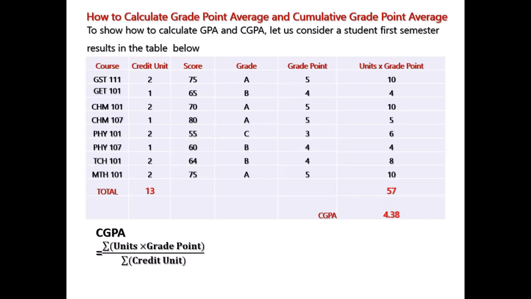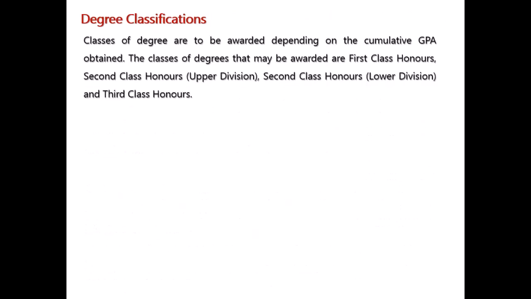This is just for a single semester. So now I have shown how to obtain your CGPA for a semester. So how then do you know your degree classification? Let's move on and look at degree classifications. Classes of degrees are awarded depending on the cumulative GPA obtained. And we have different classes of degrees, from first class honors, second class honors upper division, second class honors lower division, and third class honors.